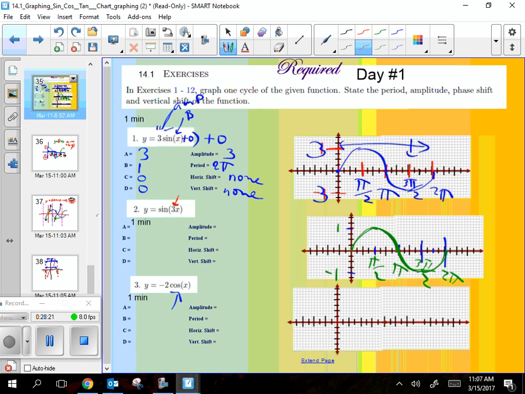Horizontal shrink. So I don't use 3. I multiply everything by 1/3. So 1/3, 1/3, 1/3, and 1/3. So that's 2/3 now. So I know its period. Its period isn't 2 pi anymore. It's 2 pi over 3.